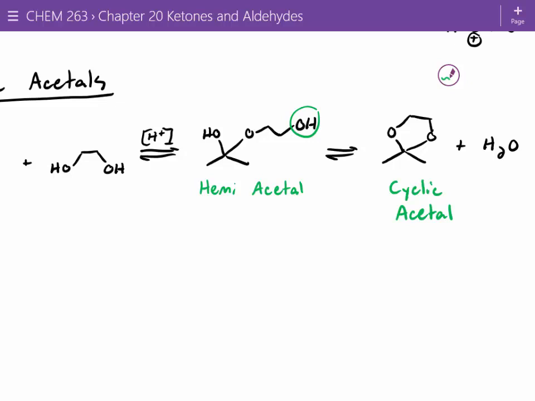Another thing you can think about is disorder or entropy, right? Would you prefer to have more molecules come together? Is that entropically favorable? No. So in this case, by having one molecule close down on itself, it's actually entropically more favorable than having another molecule add in. So let's go through the mechanism for this one.